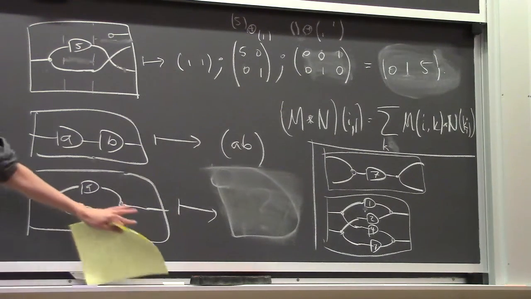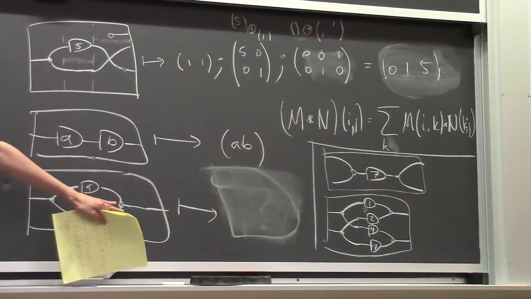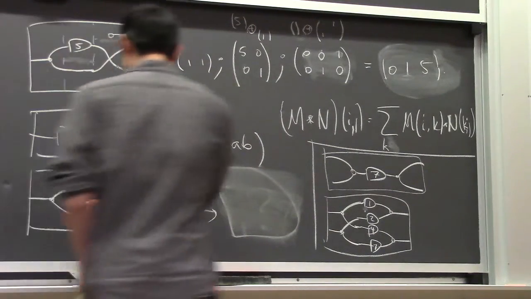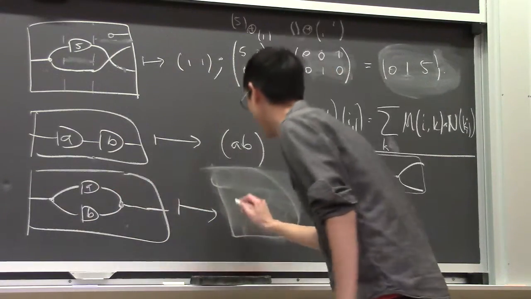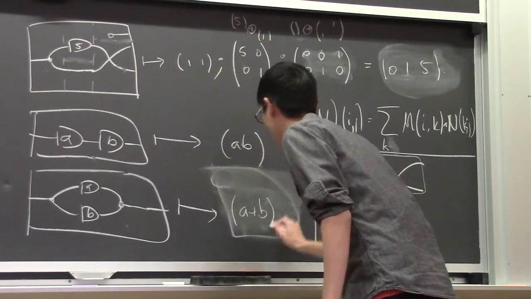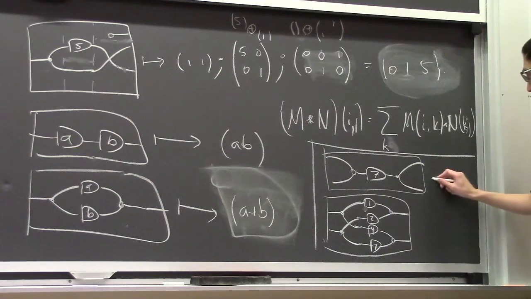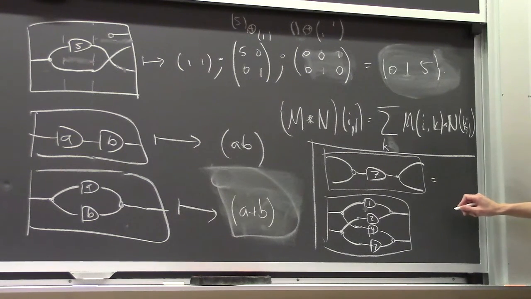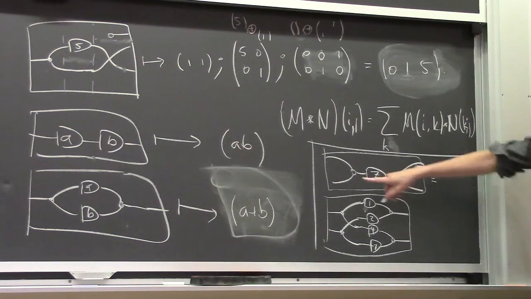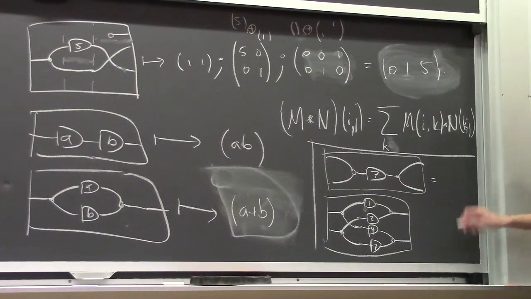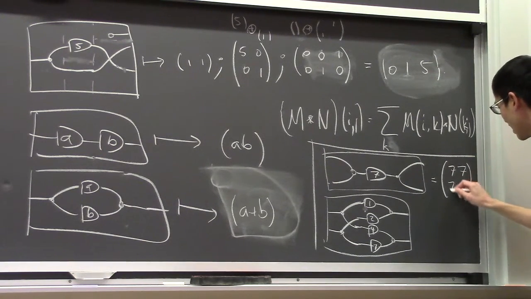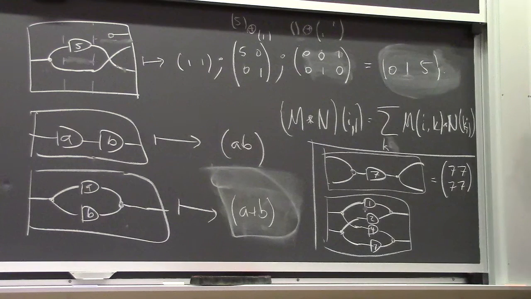Okay, what are people getting from here? A plus B. It's A plus B, right? So it's a 1 by 1 matrix. It's got 1 input and 1 output, and the entry is A plus B. How about this one? Okay, so what's the shape of the matrix? 2 by 2. And okay, I guess the answer is it's 7s, but it's all 7s.